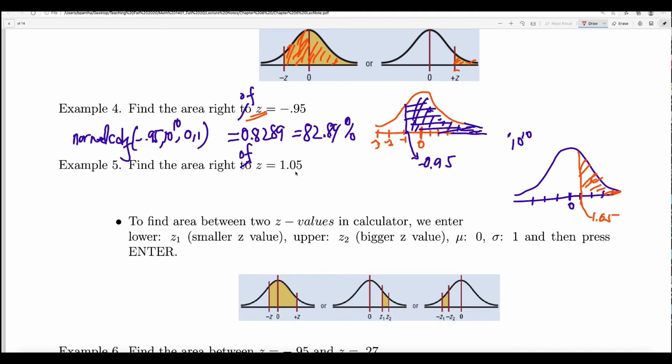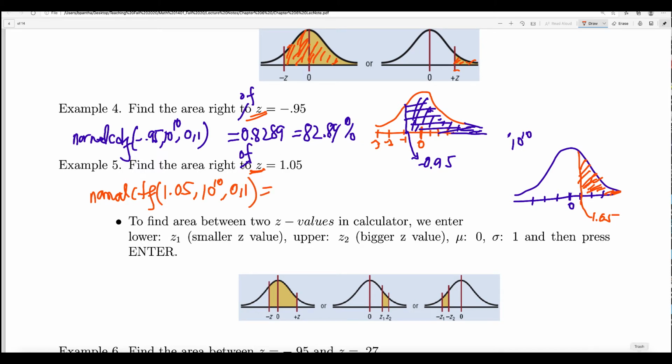So how do you do that? Again, you should use normal CDF. So the left bound, or the lower bound, on this shaded region is 1.05. The upper bound is open, so you pick a big number, 10 to the 10. And since this is the Z distribution, the mean is 0 and sigma is 1, so you write 0 and 1. Okay. So what do you get?